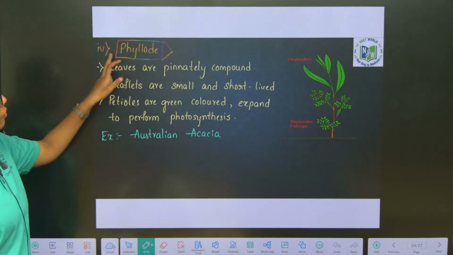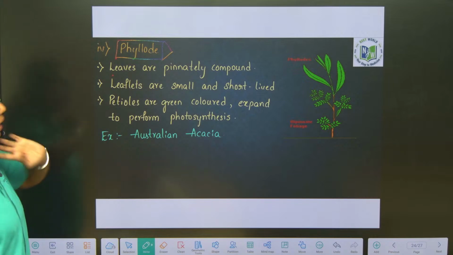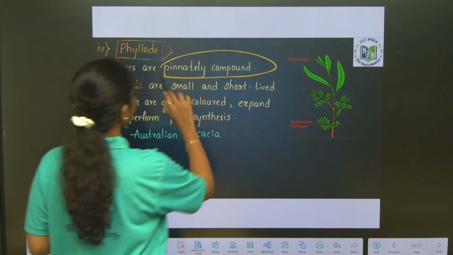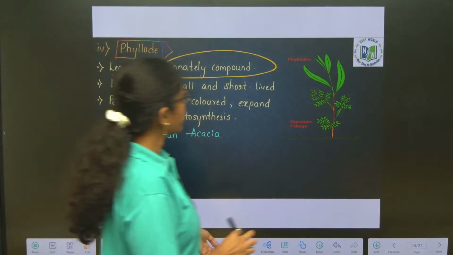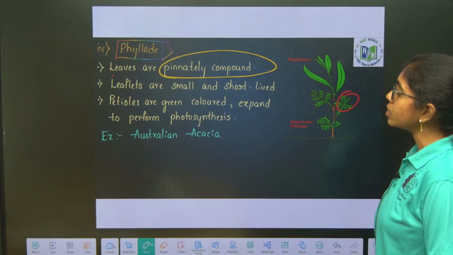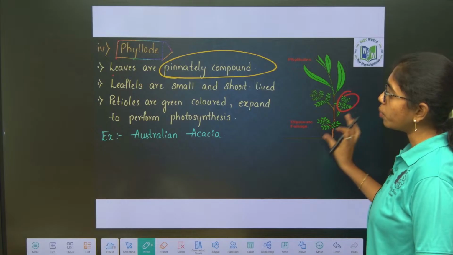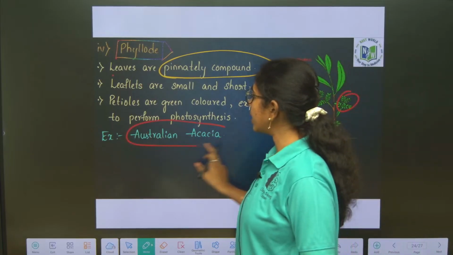Next, phyllodes. Leaves are pinnately compound here. Okay. Leaves are pinnately compound. Leaflets are small and short lived. Okay. Leaflets small and short lived. Here petioles are green colored and they expand to perform photosynthesis. Example, best example is Australian acacia.